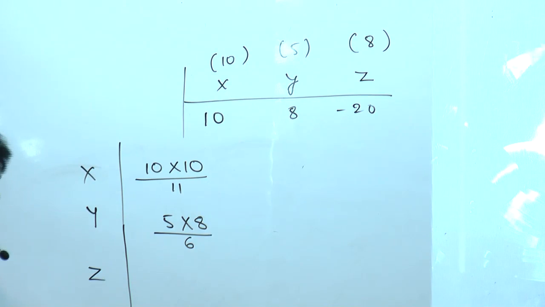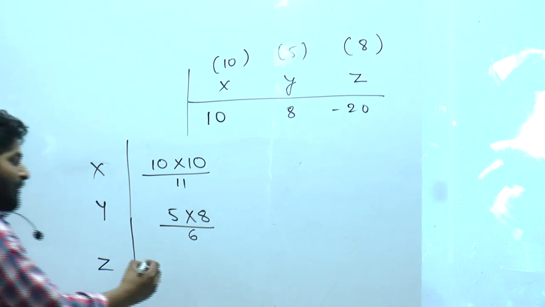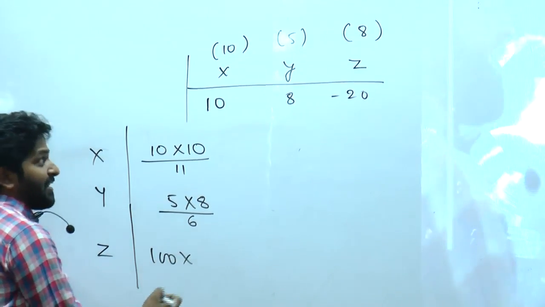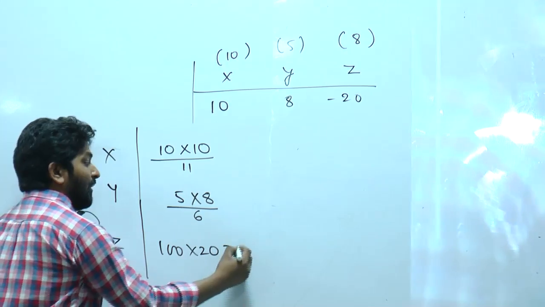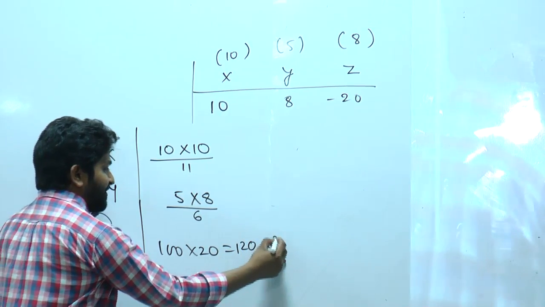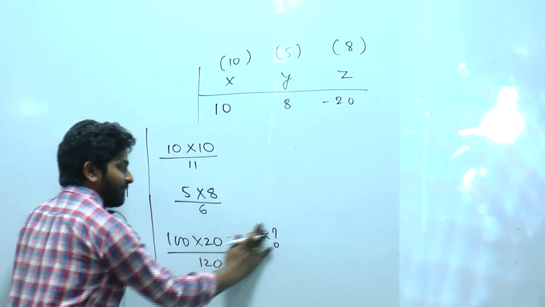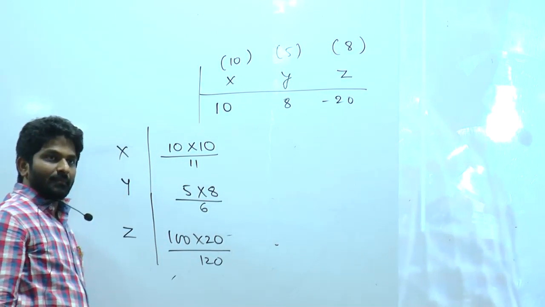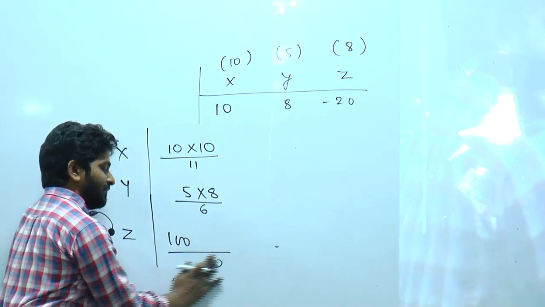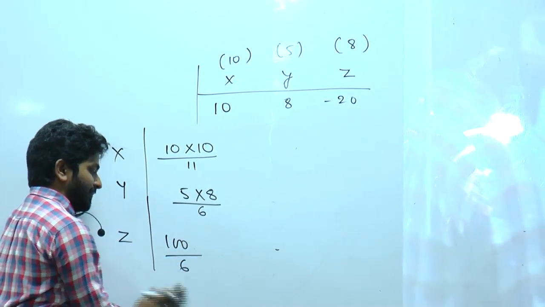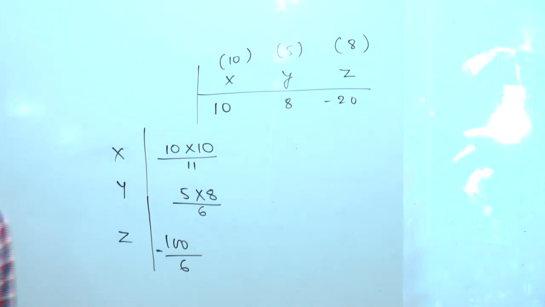Set Z, efficiency increases by 20%. With 100% efficiency, it takes 20 minutes to empty the tank. Now with 120% efficiency, how much time does it need? Divided by 120. Right? 20 how many times? 6 times. So now set Z needs this much time to empty the tank.